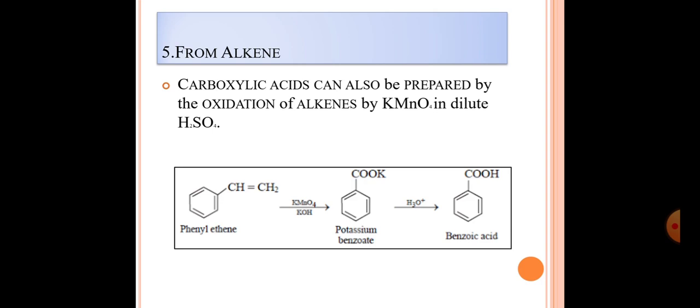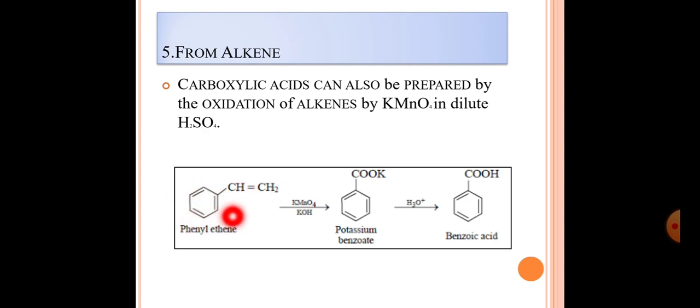Fifth method we are going to see now. From alkene, carbon carbon double bond, how are we going to prepare the acid? Carboxylic acid can also be prepared by oxidation of alkenes by KMnO4 in dilute H2SO4. So dilute H2SO4 is an acidic medium, and oxidation of alkene takes place to give the carboxylic acid. What is the reaction? We have to see.